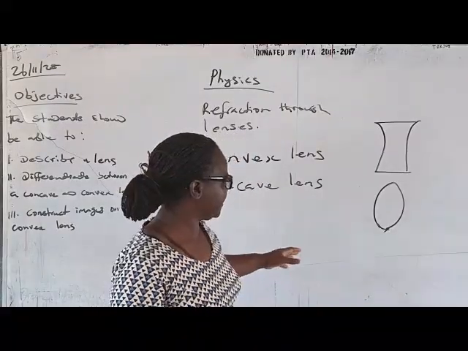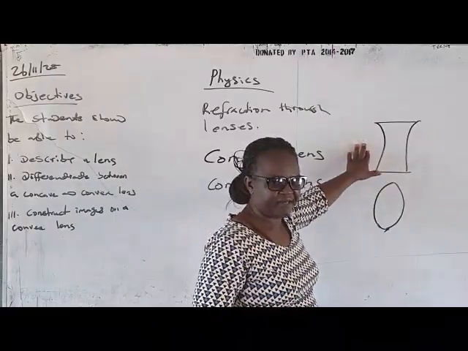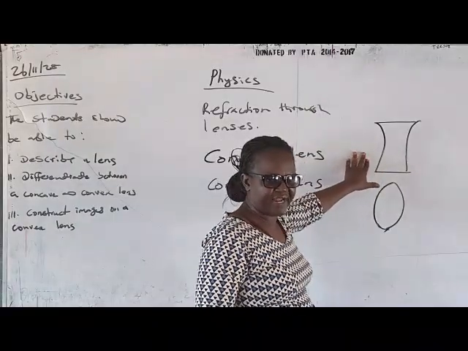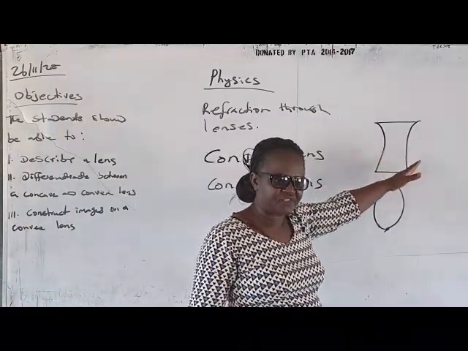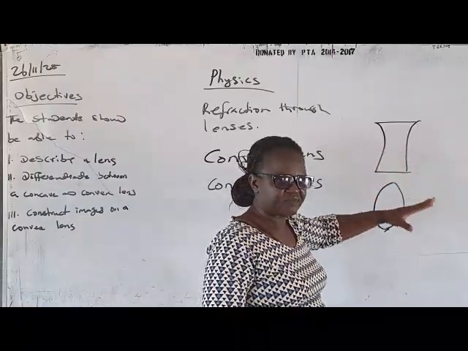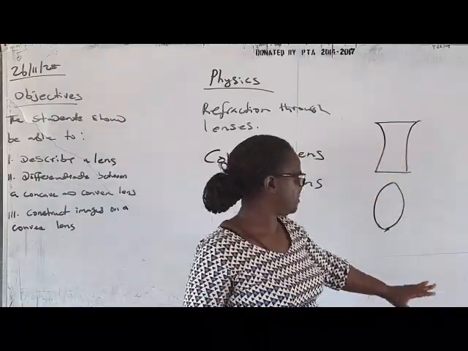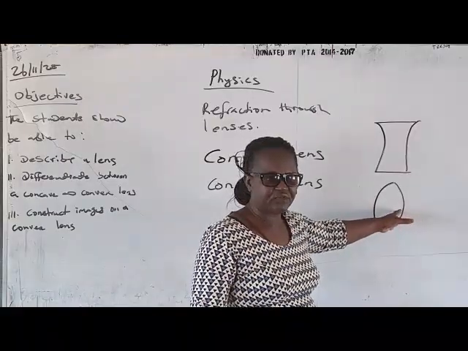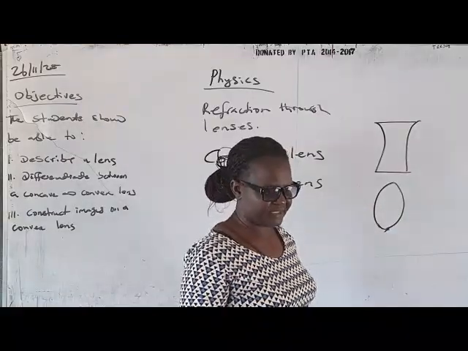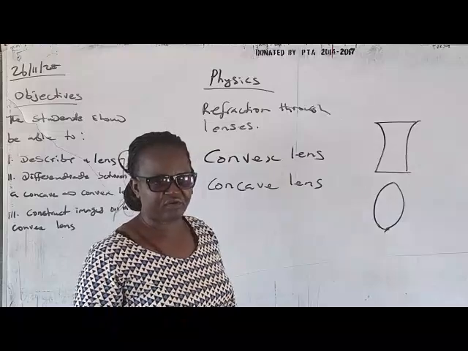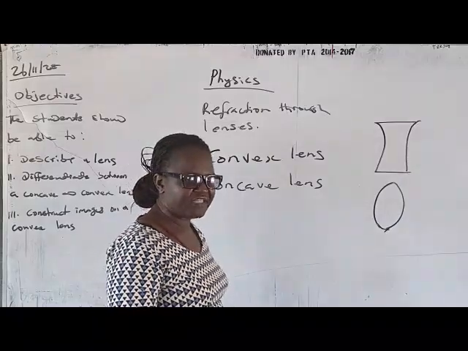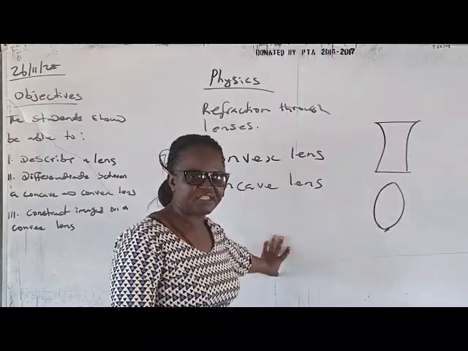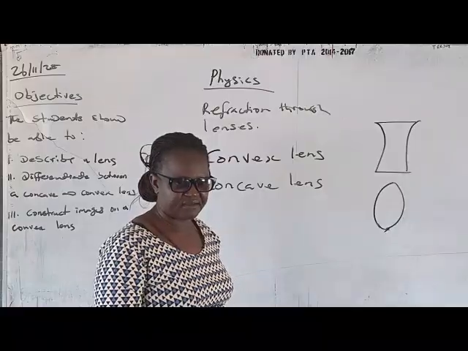So what's the difference again? A concave lens diverges rays of light. When the rays of light pass through the concave lens, they get what? They diverge, they spread out. For the convex lens, when the light rays pass through it, they do what? They converge at a point. The point of coincidence or convergence is the point where the images will be formed.